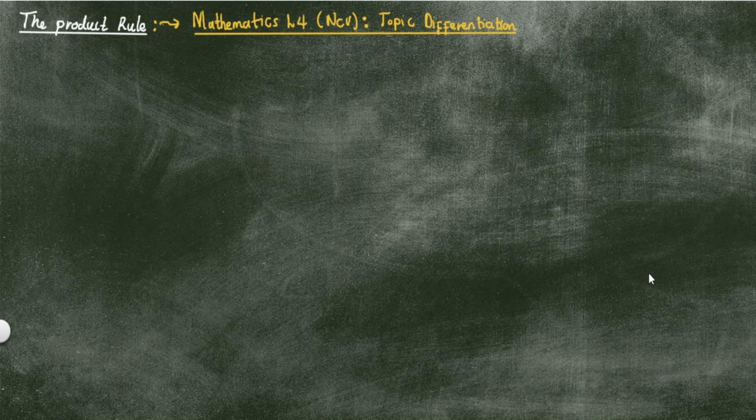Okay, like with differentiation, we have a set of differentiation rules, right? So a product rule, it's one of them. There's also a quotient rule. There's also the chain rule, okay?